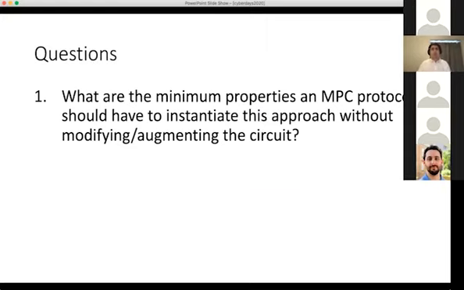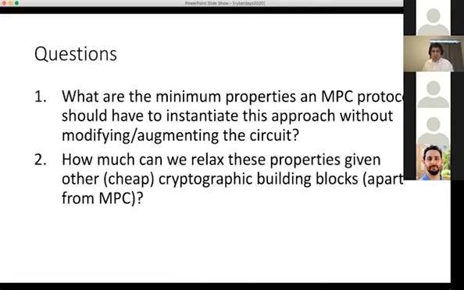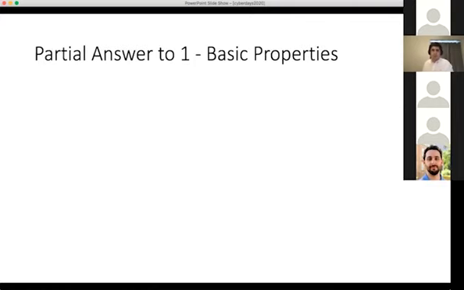However, the BKM17 solution had a number of flaws and left a number of open questions. Basically, what are the properties we need from a multi-party computation protocol, the protocol that performs the privacy-preserving computation, in order to implement this approach without making the computation too complicated, too inefficient? Then, how much can we relax these properties that we require from the privacy-preserving computation in order to be able to construct them in a very cheap way that we could actually implement in practice? And finally, how do we actually construct them in very efficient ways that can be implemented?